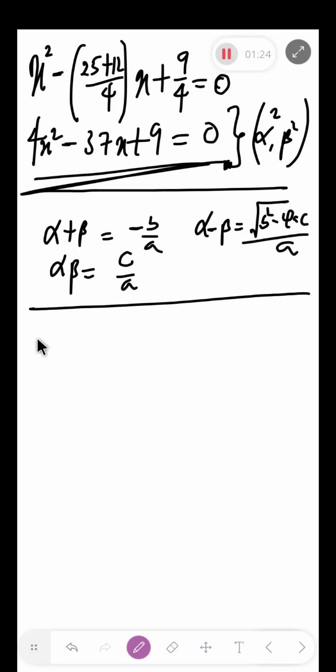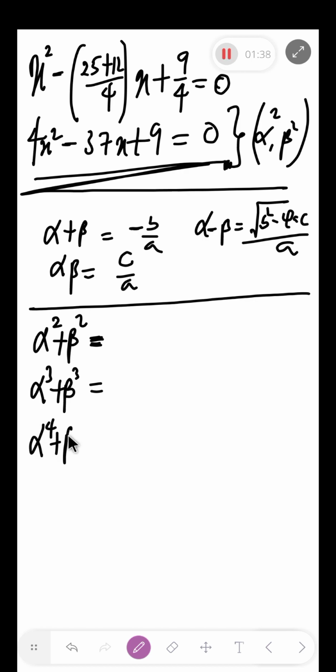Now there are some other things you have to take note of, which is alpha squared plus beta squared. Let me give you a pattern whereby you can easily remember this. Let me also give you alpha cubed plus beta cubed, and alpha raised to the power of 4 plus beta raised to the power of 4. You must be familiar with all these three. Now this first one is very easy to deal with, so remember this pattern.